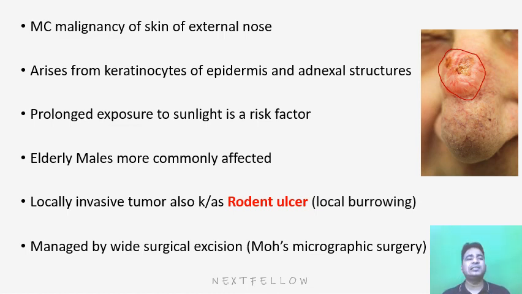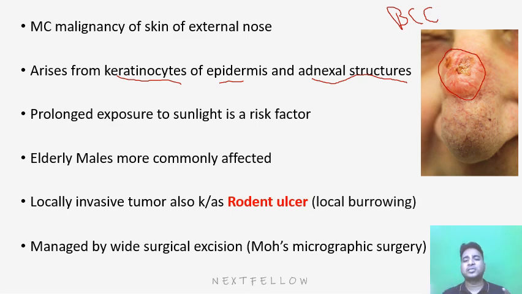So basal cell carcinoma is basically the most common malignancy of the skin of the external nose. That means if we talk about the external nose skin, the most common cancer occurring at this site is basal cell carcinoma, and shortly we say BCC. It arises from the keratinocytes of the epidermis, that is the outer skin layer, or the adnexal structures, that is, structures related to the skin.